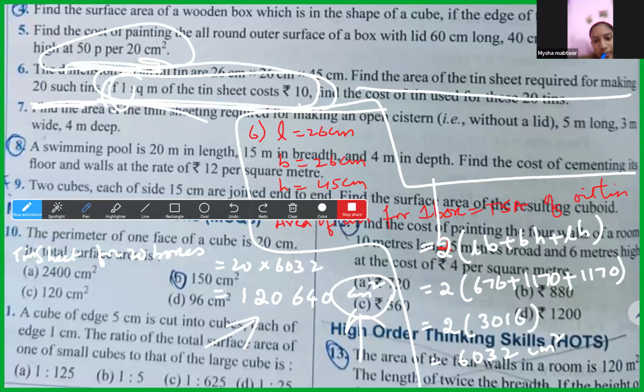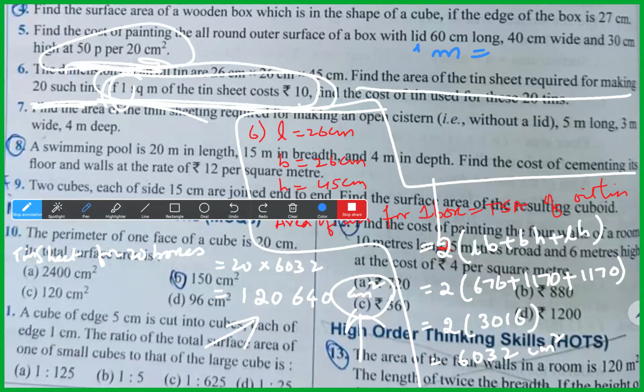1,20,640 in meter square, Maisha. So this conversion you have to remember like this, Maisha. Meter to centimeter, what will we do?